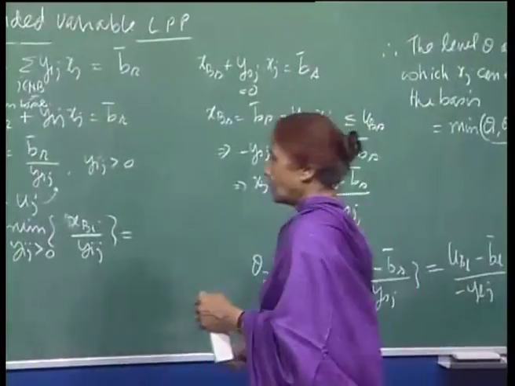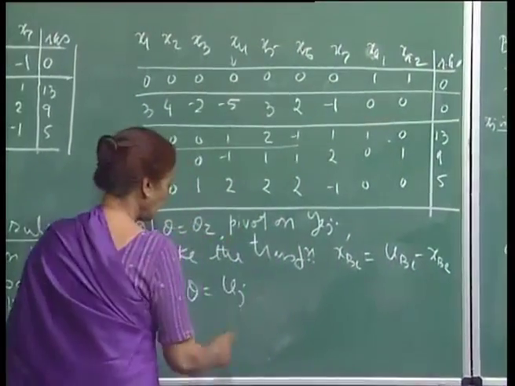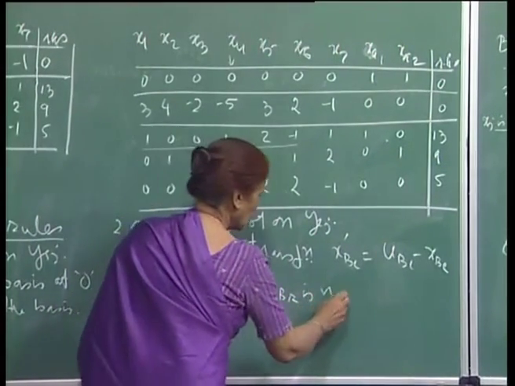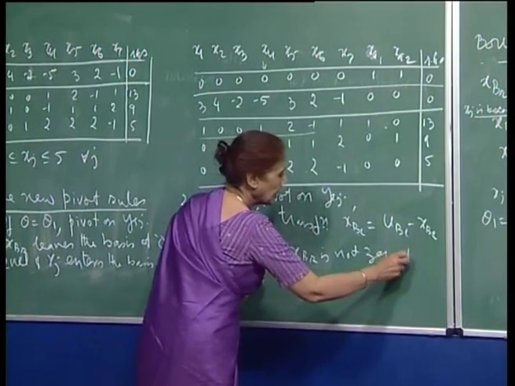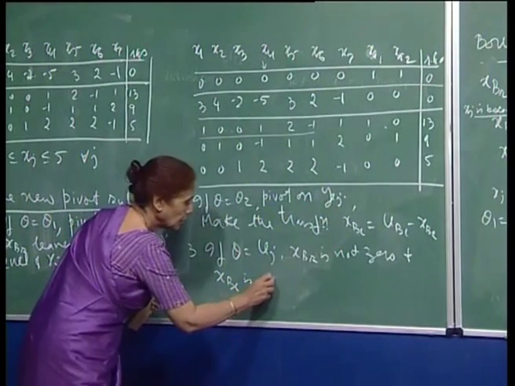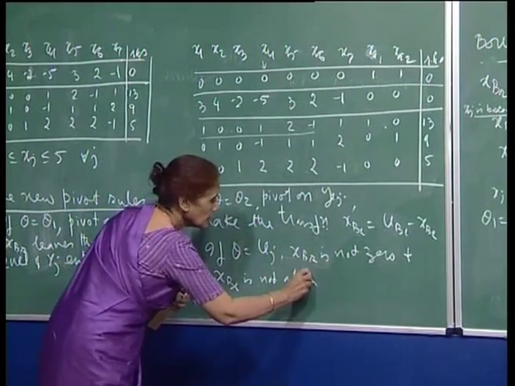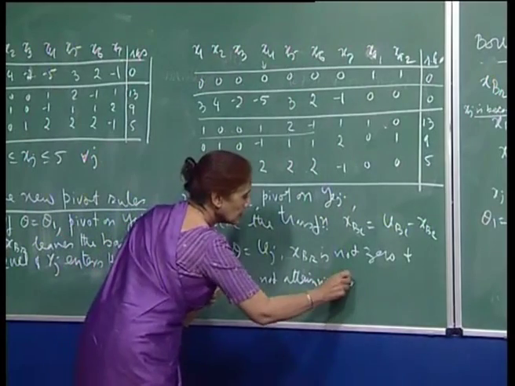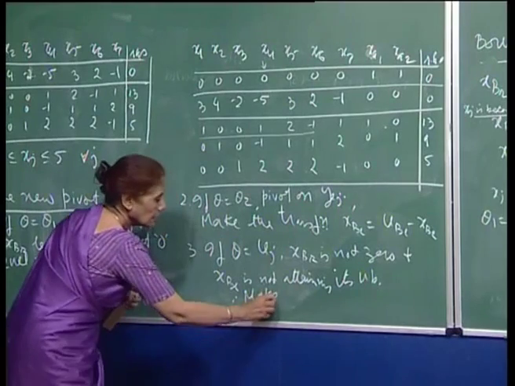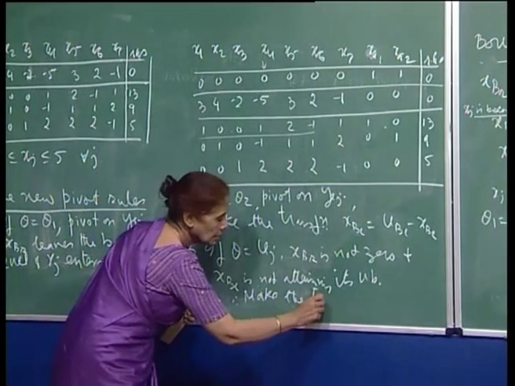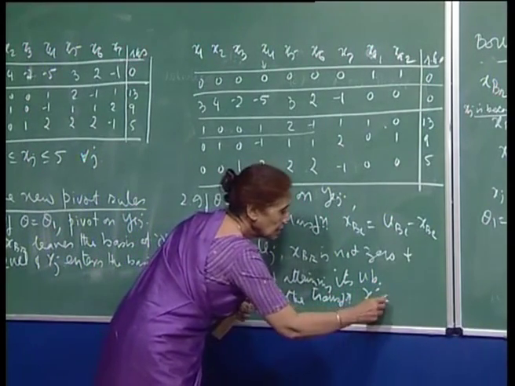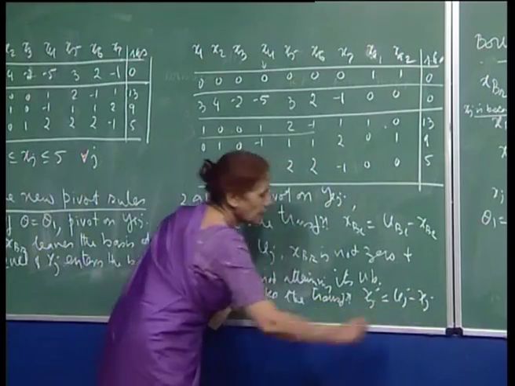How? So, what if theta is uj, we want to say xbr is not 0 and xbl is not attaining its upper bound. Therefore, make the transformation xj prime is equal to uj minus xj.